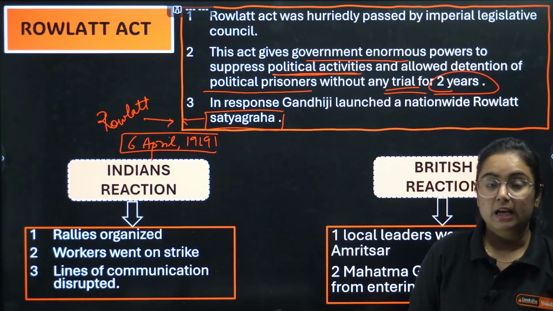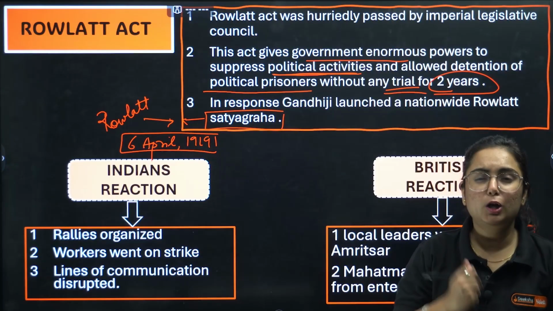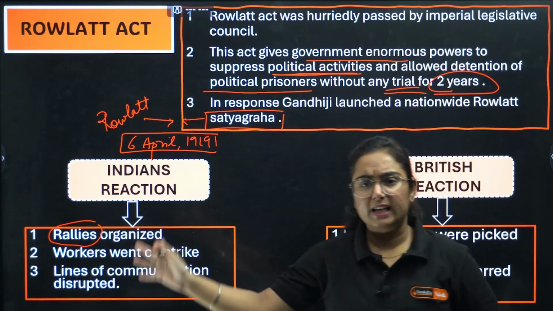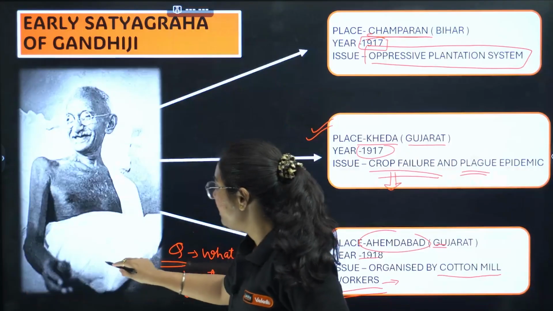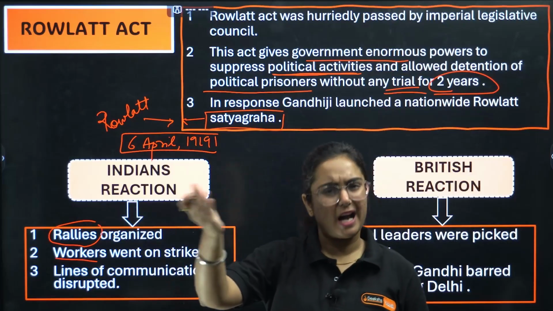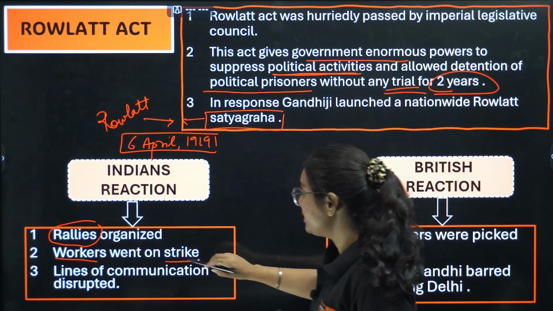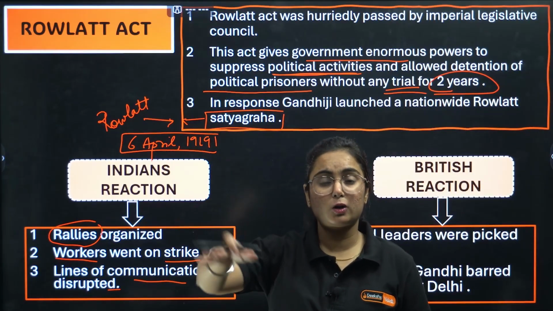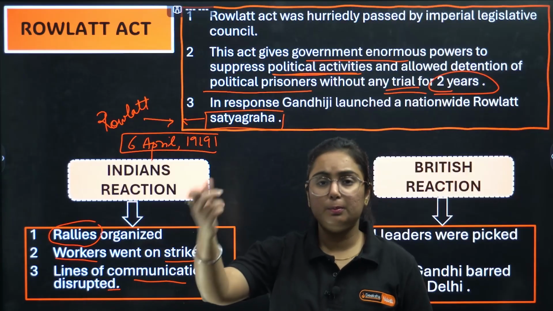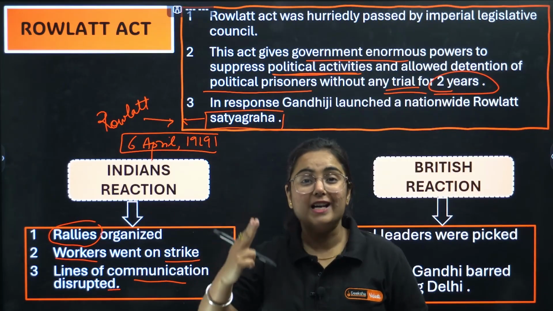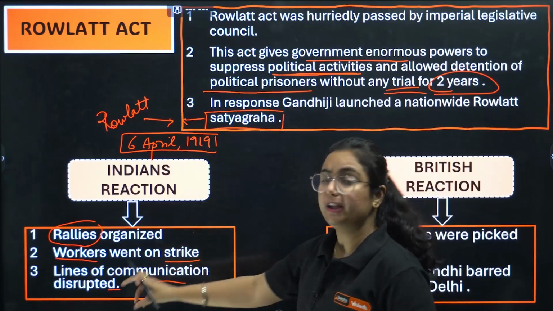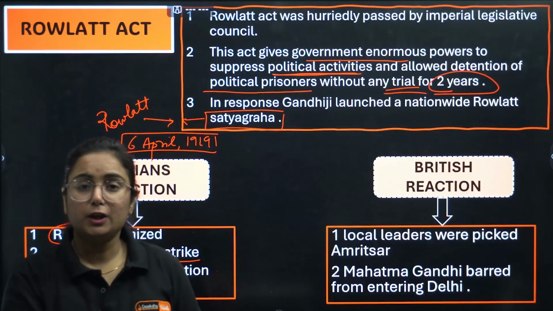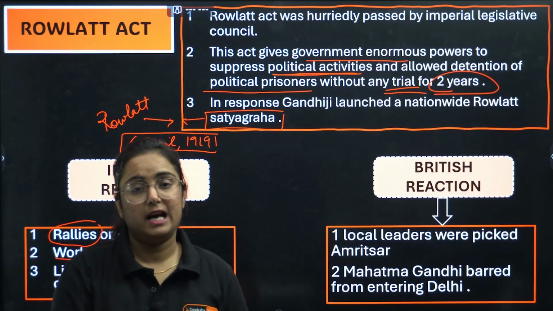Now what did Indians do? He asked the common people of India to come together and organize rallies. Rallies were organized. All the workers working in mills or industries started by Britishers went on strike. All the lines of communication were disrupted, like railways being broken and telephone wires being cut down. So this was what happened during this time. Did you get my point? This was the reaction of Indians as a part of the Rowlatt Satyagraha in particular.